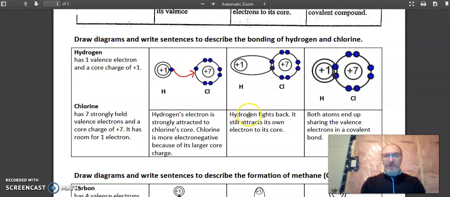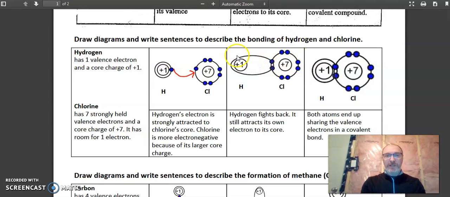Over here in the third column, it says hydrogen fights back. Well, why does hydrogen fight back? It doesn't want to lose its electron. Nonmetals tend to be stealers of electrons. Metals tend to lose their electrons, so hydrogen, being a nonmetal, is going to fight back. But, I mean, hydrogen's core charge is +1. Chlorine's is +7. You would think that hydrogen would be pretty weak and wouldn't be able to hold on to its electron. Well, the fact is hydrogen is also a smaller atom, and so that kind of compensates a little bit for the smaller core charge of +1. So hydrogen will fight back because of its smaller size.